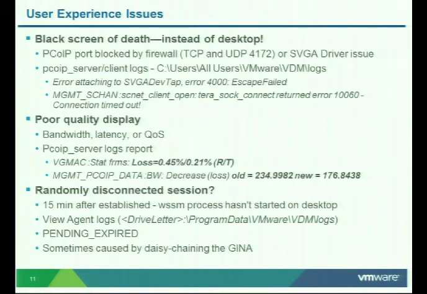What's happened is because of packet loss, PC over IP has decided, right, I'm going to start reducing the amount of bandwidth that the user is using for their session. So it's dropping down from 234 down to 176. And that's obviously going to have an impact on user experience. So you can very quickly see in the logs on the virtual desktop whether there's been packet loss associated with the user's issue.